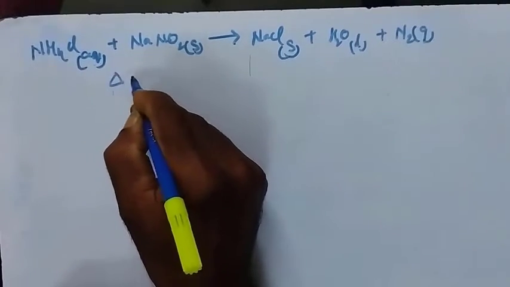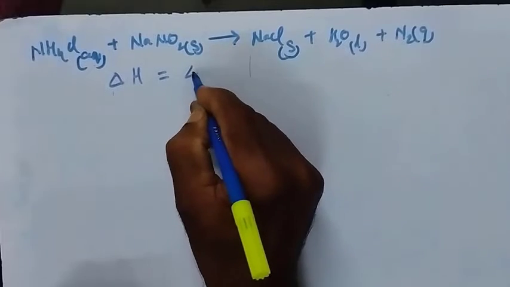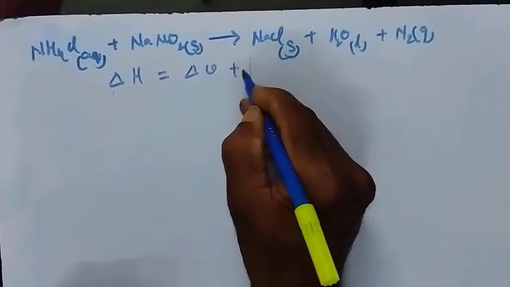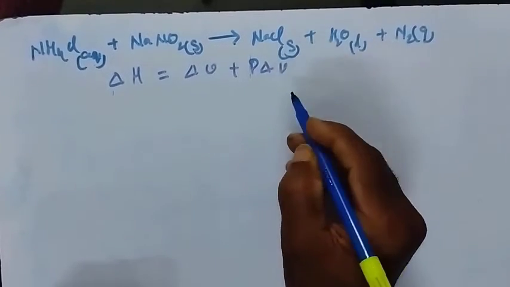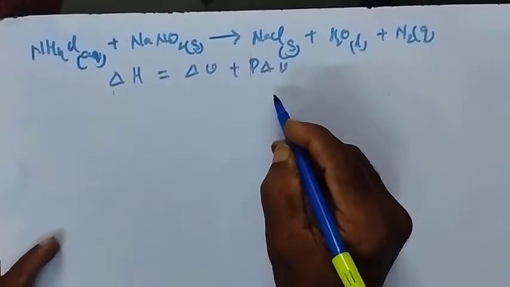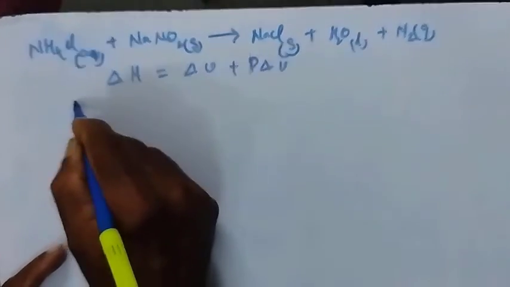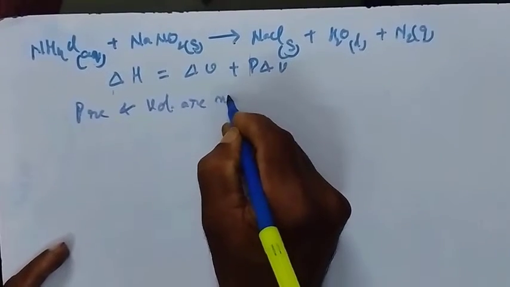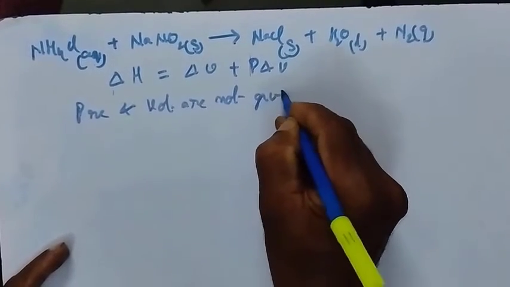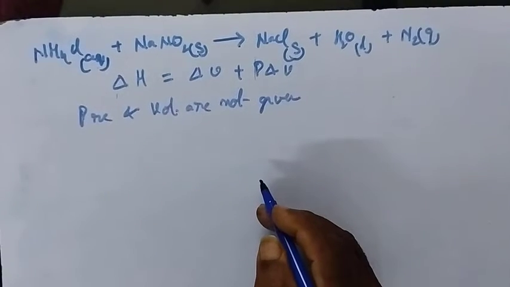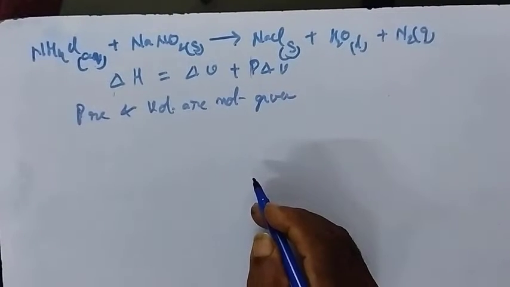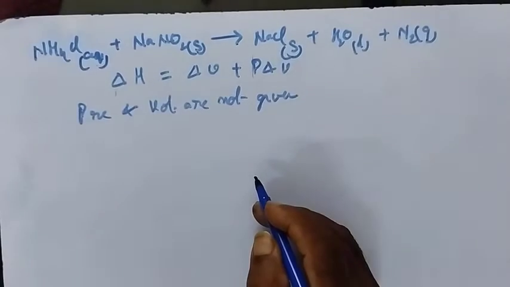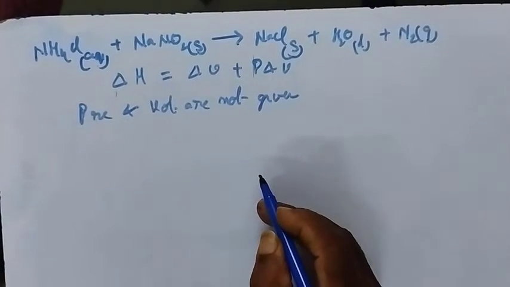Now we have the formula for delta H: delta H equals delta U plus P delta V. Here pressure and volume are not given. As pressure and volume are not given, how do we find the solution for this problem?